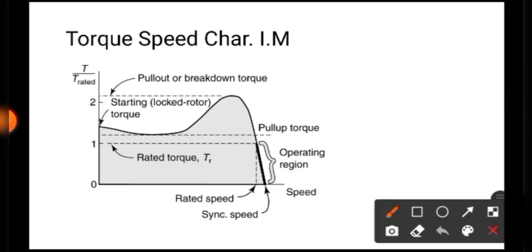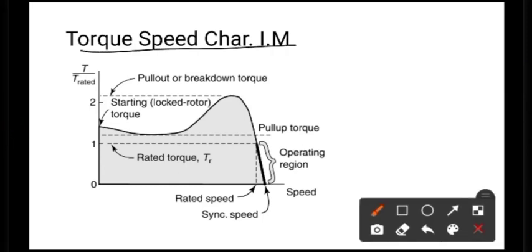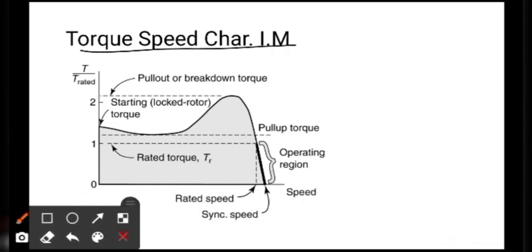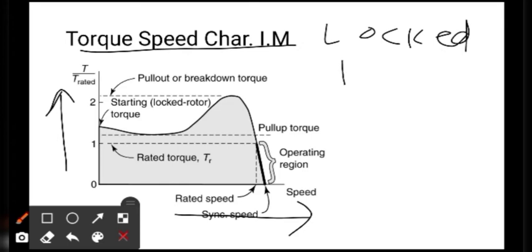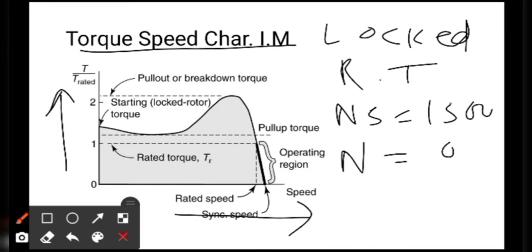Now we are going to see the torque speed characteristic of the induction motor. It shows the relationship between torque and speed. This axis represents the torque and this axis represents the speed. First torque is locked rotor torque. Consider an induction motor having synchronous speed of 1500 rpm and rotor speed of 0.